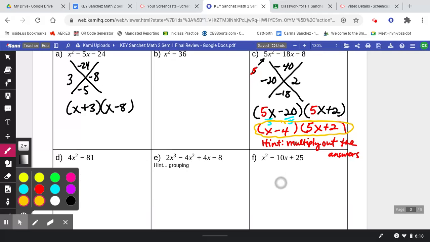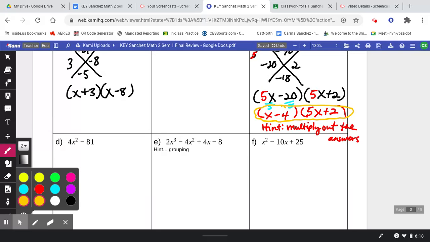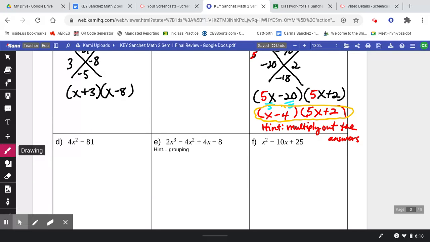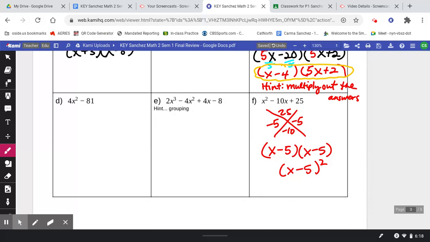Okay, letter F, B, and D are all special kinds of factoring. If you recognize that they're the special kind of factoring, you may not even have to do X factoring. So what times what equals 25 and then subtracts or adds to give me negative 10? Well, 5 times 5 equals 25, but I need there to be negatives for this. So x minus 5 times x minus 5 are my factors, also known as x minus 5 squared.